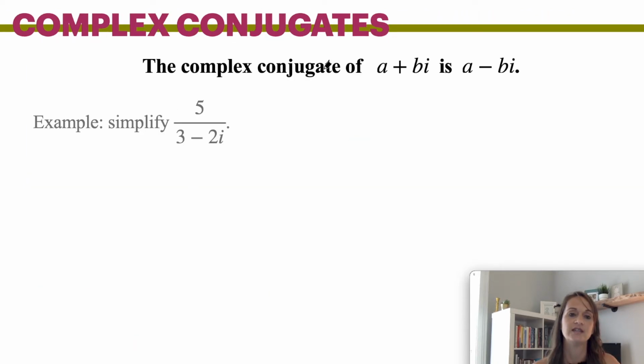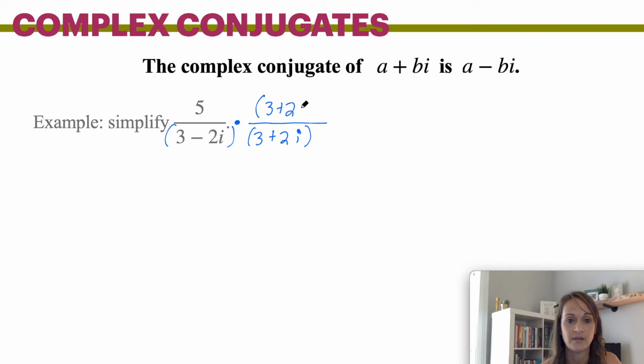Complex conjugates. The conjugate of a complex number a plus bi is going to be a minus bi. You don't switch all the signs, you only switch the sign in front of the imaginary number. So for example, if you want to simplify a fraction that has a complex number in the bottom, you're going to multiply that denominator by its conjugate, which means you just switch the sign in front of the imaginary number.